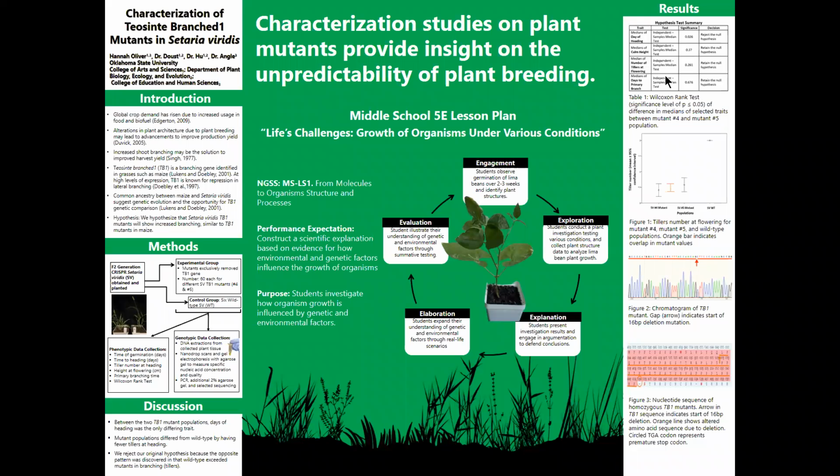Hello, my name is Hannah Oliver, and the title of my research is the characterization of the Teosinte Branched1 mutants in Setaria viridis. And I would like to thank the faculty at Oklahoma State University for supporting me through my research.